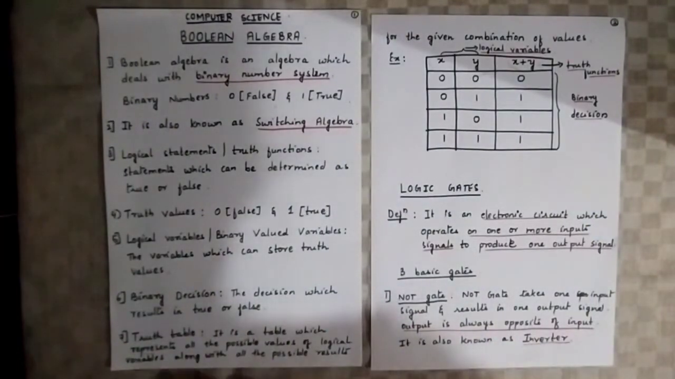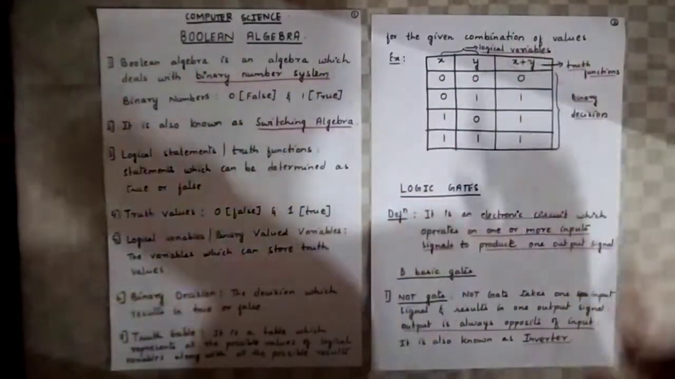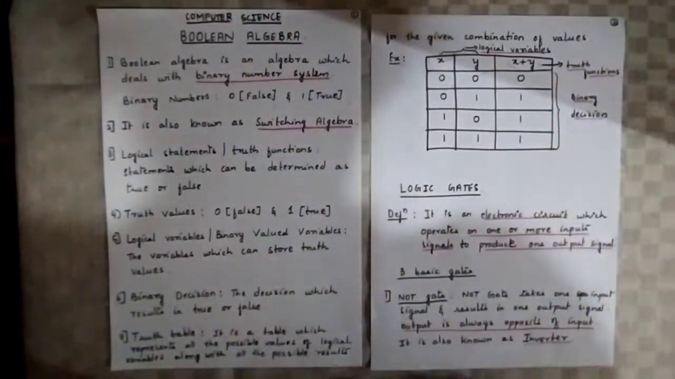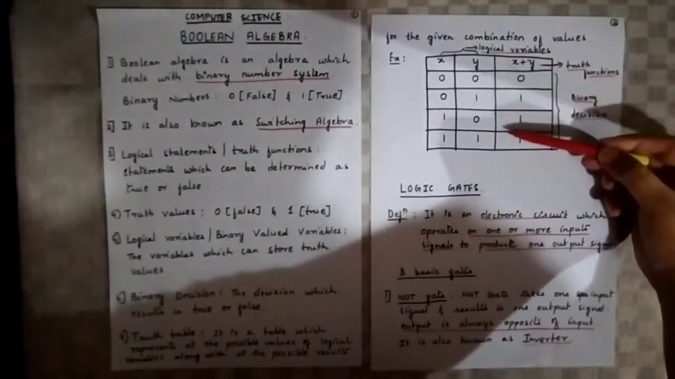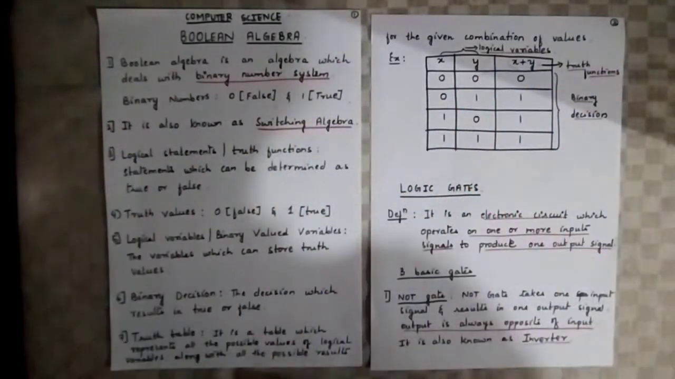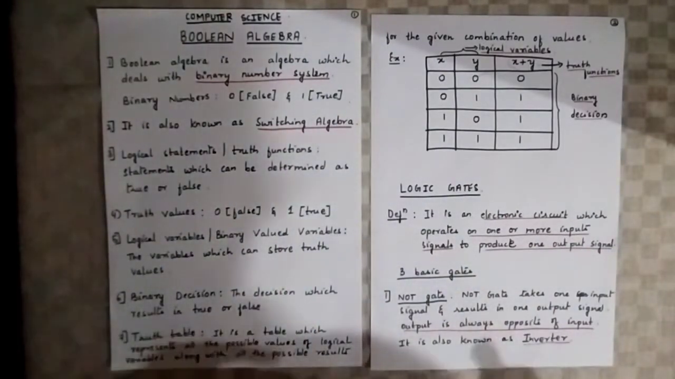Moving on to the next one, that says along with all the possible results for the given combination of values, which is nothing but this part, the table. So what results we have got? These are the possible results of what? Combination of these values which are present on the left hand side. So this is how we are going to define a truth table.